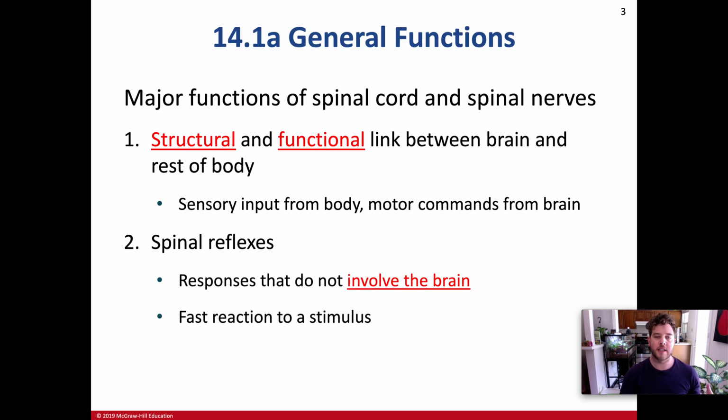So the spinal cord has two major functions. It is a structural and a functional link between the brain and the rest of the body. So it brings sensory input from the body to the brain and then motor output from the brain to the body. There are also spinal reflexes, which operate independent from the brain, and it's a fast reaction to a stimulus. These are typically to retract from some kind of dangerous stimuli, and we'll see that reflexes are evolutionary a life-saving thing.